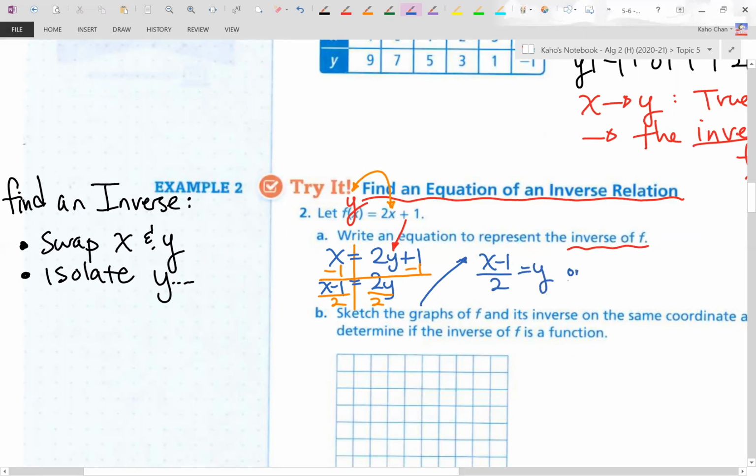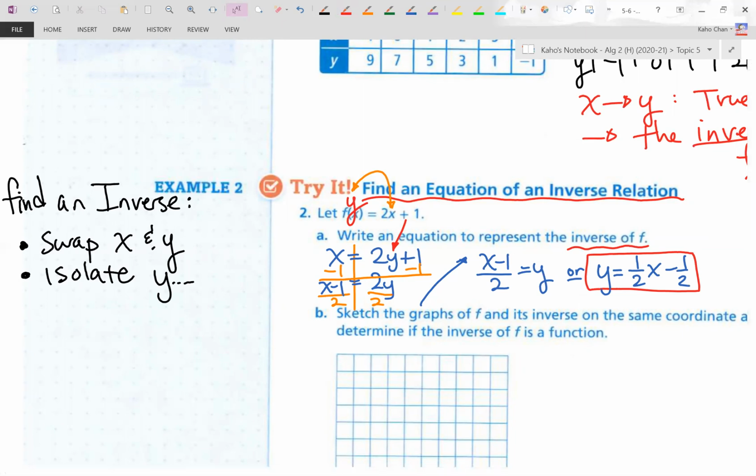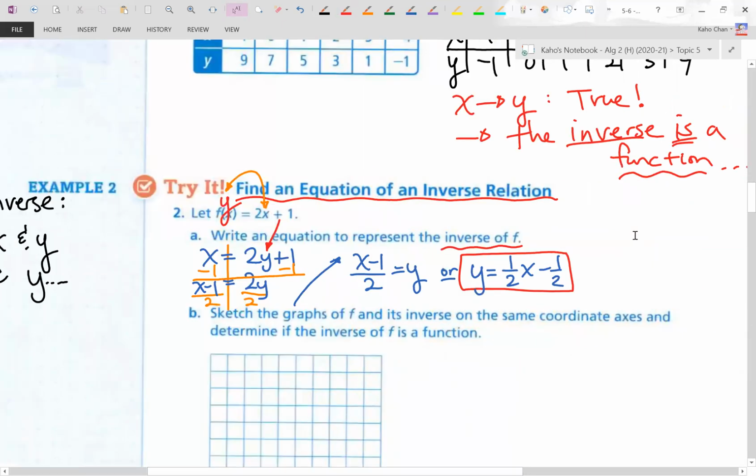Now I'm going to put it in mx plus b form to make it look nicer. And this is going to be, if I split that up over 2, 1/2 x minus 1/2. Ladies and gentlemen, there's my inverse. Now, I don't know if it's a function or not. There's no guarantee that the inverse of a function is a function, okay?